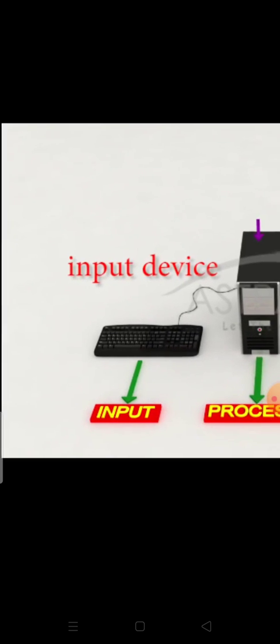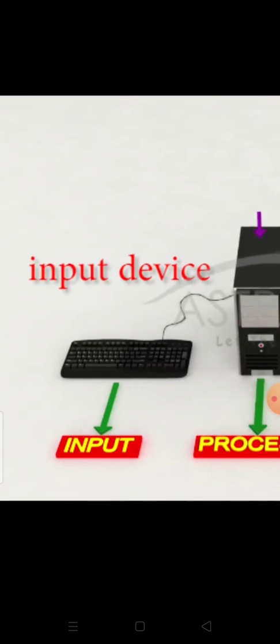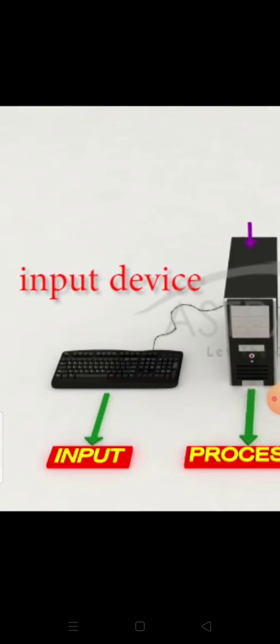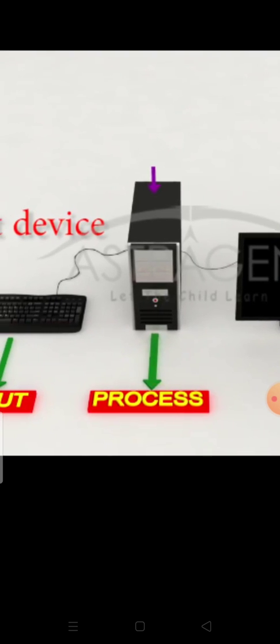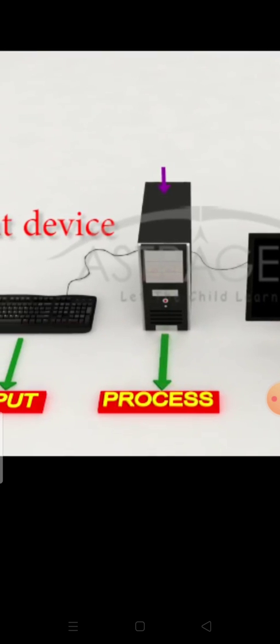Which device did we use to give the input? Yes, it is a keyboard, right? The keyboard is an input device. Which device added the two numbers? That is the CPU. The CPU is a processing device. Where can we see the results? We can see the result in the monitor, and that is an output device.